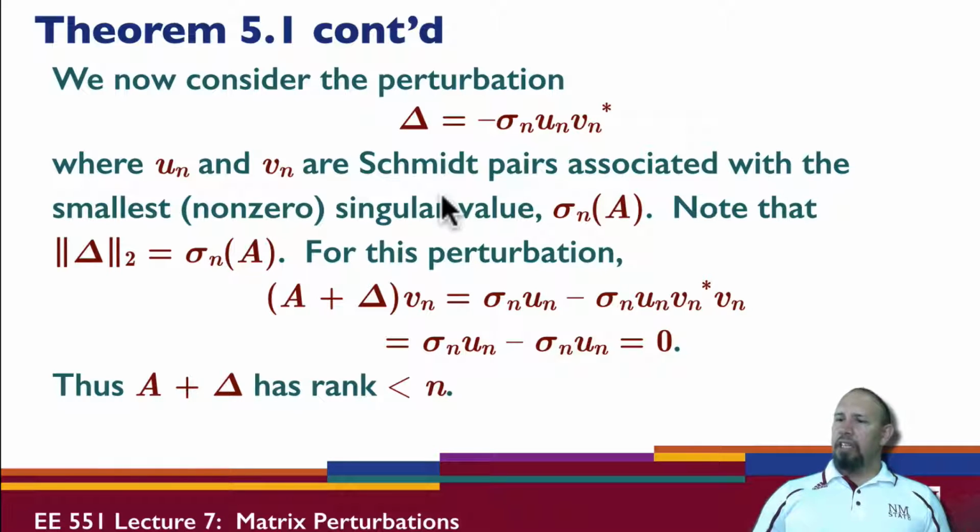So what happened is we showed that the norm of delta 2 was greater than or equal to that quantity, and now we found a vector for which it attains it. This shows that A plus delta then has rank less than n, and it is the smallest one possible. So we've gone through now and proved Theorem 5.1.